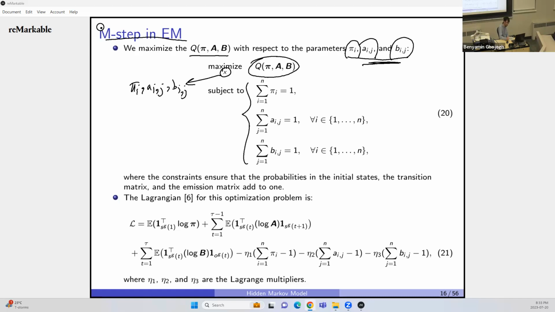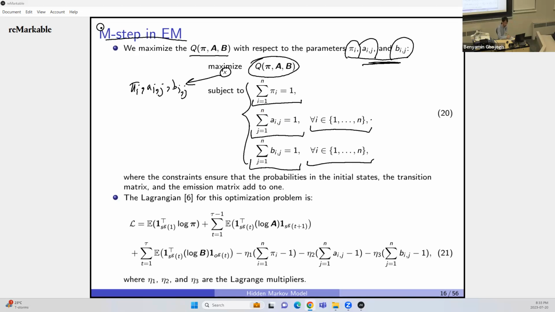I have constraints: one constraint here, n constraints here, and n constraints here. So I have 2n plus 1 constraints, right? What are they? We already talked about that the summation of π_i should be 1. The summation of a_ij, j from 1 to n, should be 1. But I can do that for each i, therefore for all i from 1 to n, I have this constraint. Also for b_ij, I have these constraints, right?